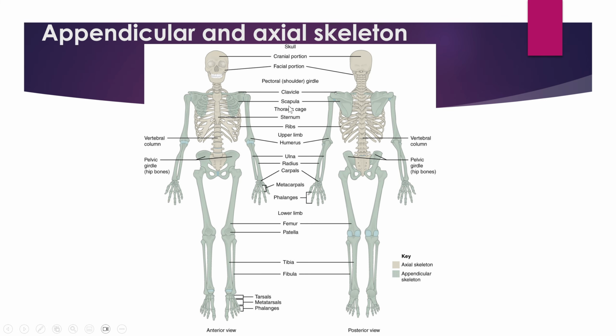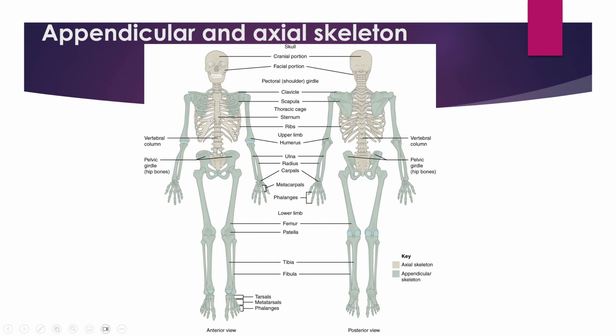So C1, the skeleton, appendicular and axial skeleton. You've got the skull, the cranial portion, the facial portion, the clavicle, scapula, the thoracic cage, the sternum, ribs, humerus, ulna, radius, carpals, metacarpals, phalanges.